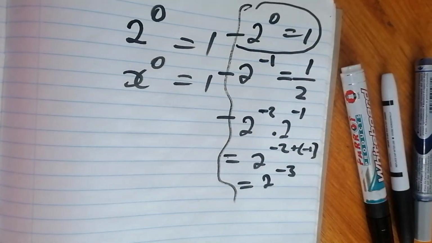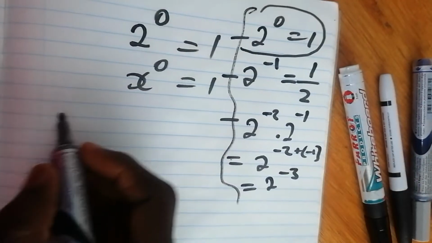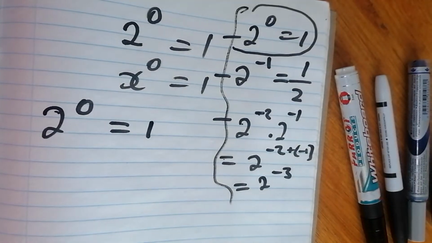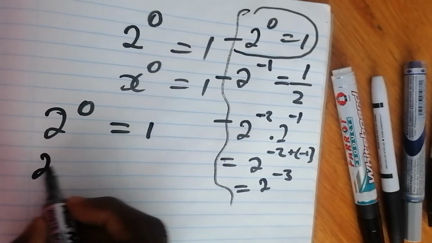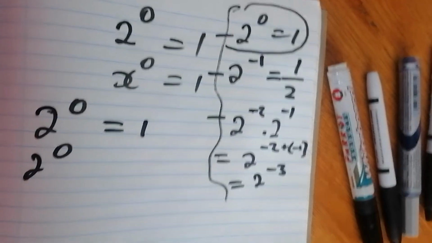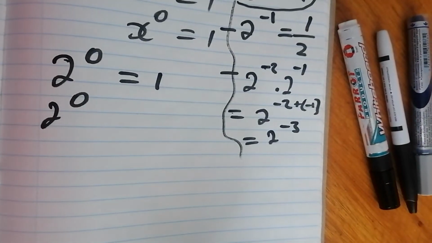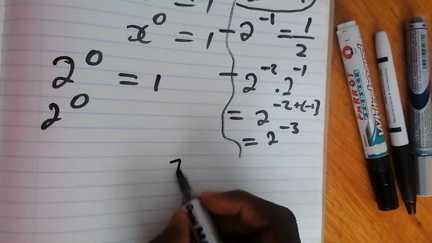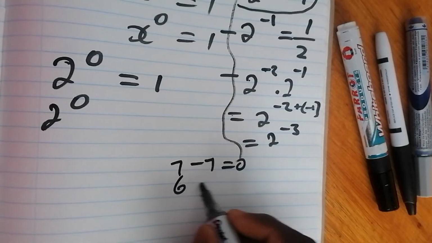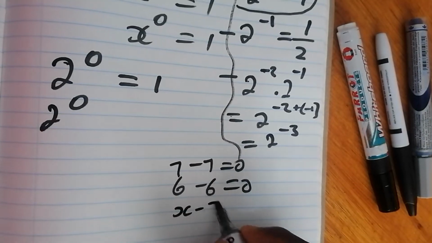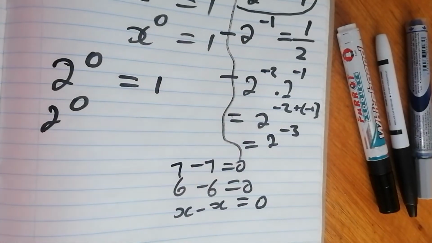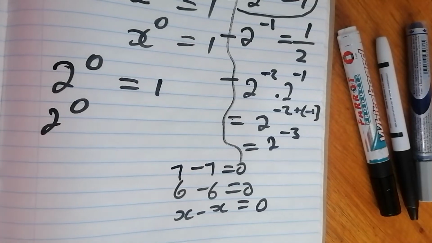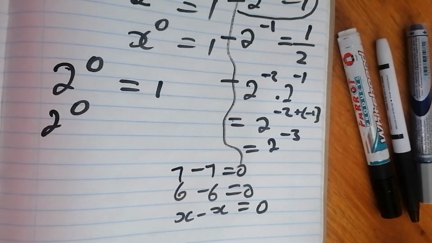Here's the thing guys. Let's just use 2 to the power 0 equals 1 to prove it. So here 2 to the power 0 is equal to 1, right? Another way you can write 0 is by subtracting a number from itself. For example, what do I mean? I can say 7 minus 7 is 0, 6 minus 6 is 0, x minus x is 0. So another way you represent that 0 is 7 minus 7, or 6 minus 6, or x minus x, or any number minus itself. You know what I mean?